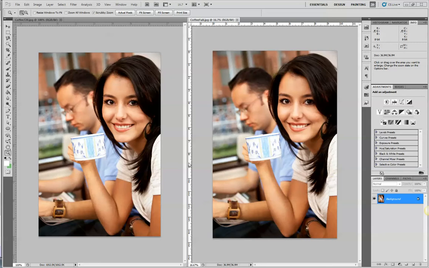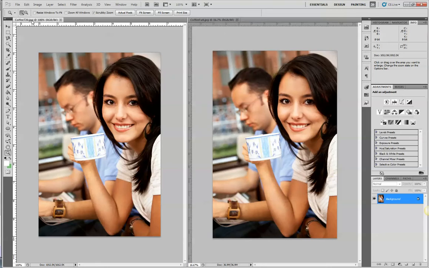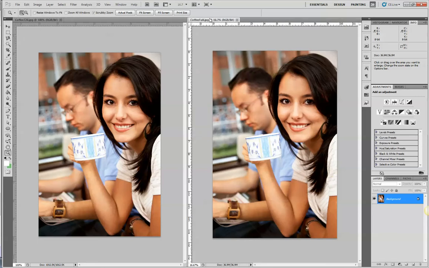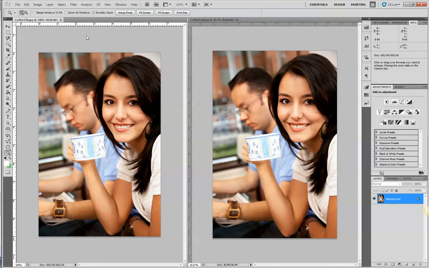So as you can see on my screen, I have seemingly the same image, but I want you to notice two things. Up here in the title, it says this image is at 100%, and here it says this image is at 16.7. The image on the right is a high resolution image. The image on the left is a low resolution image, and I'm going to show you how you can tell. So selecting the low resolution image, I'm just going to go to Image, Image Size.